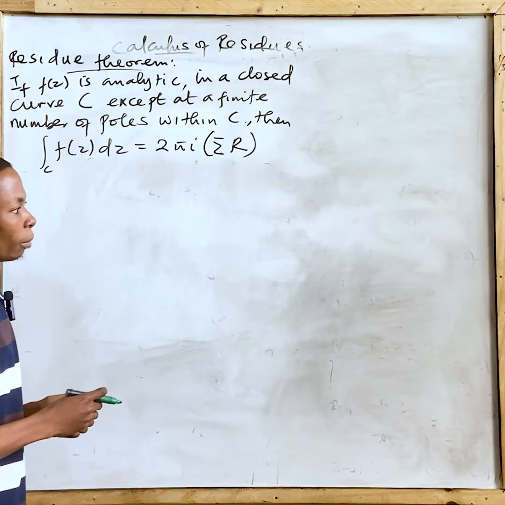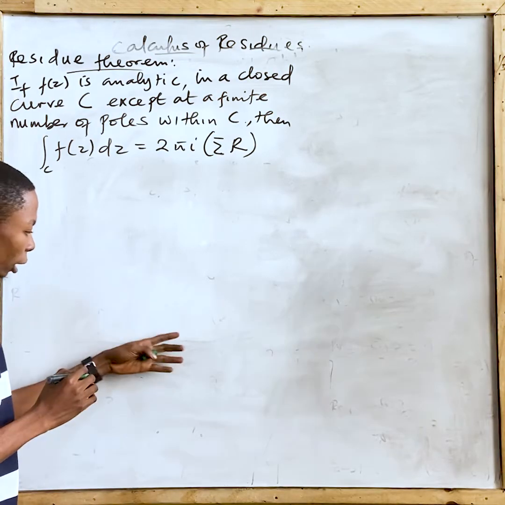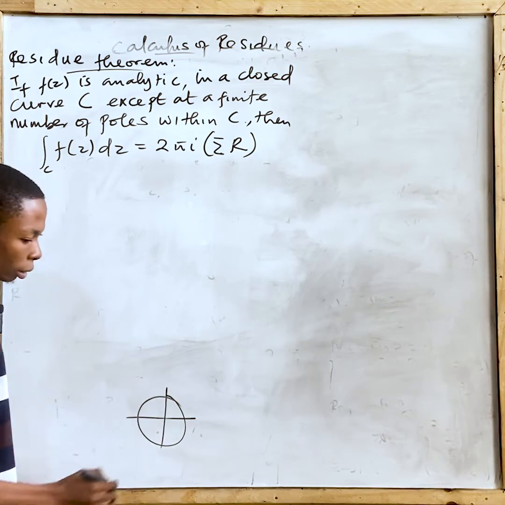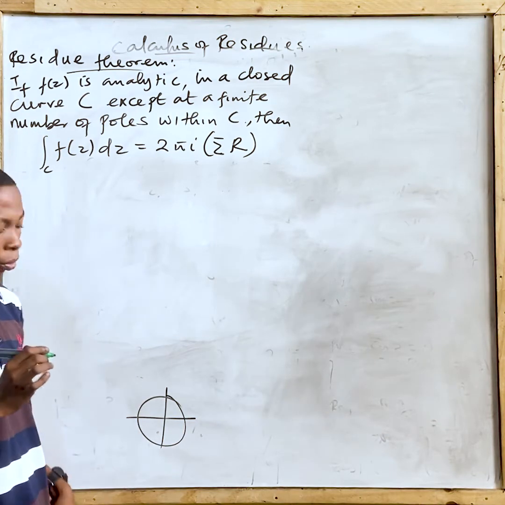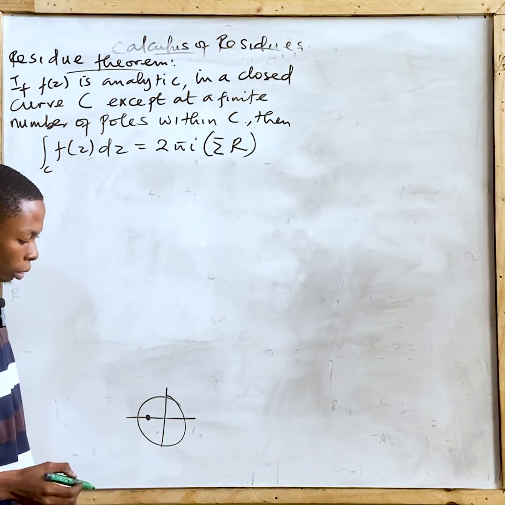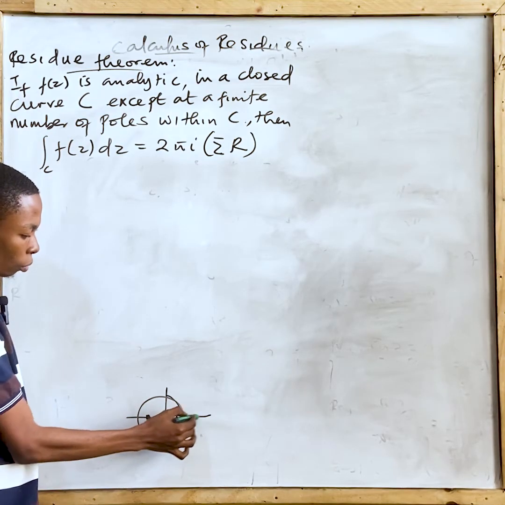What this theorem is talking about is that if I have a contour like this, and inside that contour we have some poles. Let's say this is one pole, this is another pole, and we have another one.